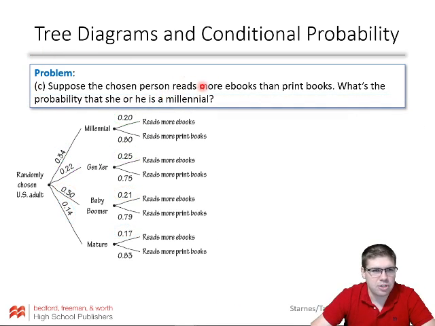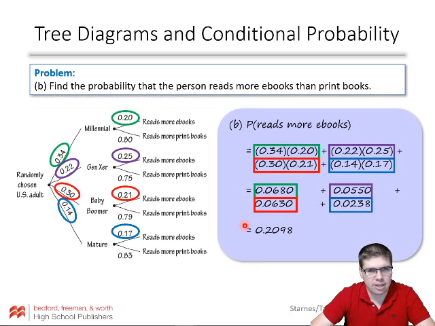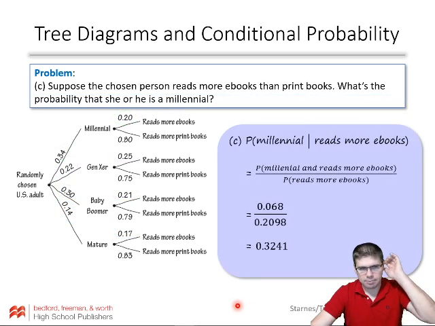So the problem can get a little more complex still. Suppose that a chosen person reads more ebooks than print books. What is the probability that he or she is a millennial? So given that they're one of those 20.98%, given that they read more ebooks, what's the probability that they're a millennial? And so we're going to solve that this way.